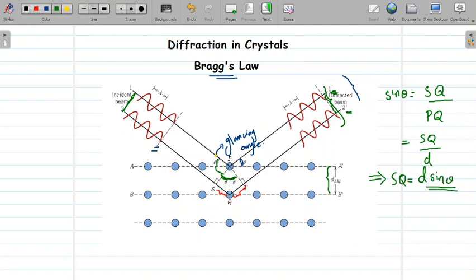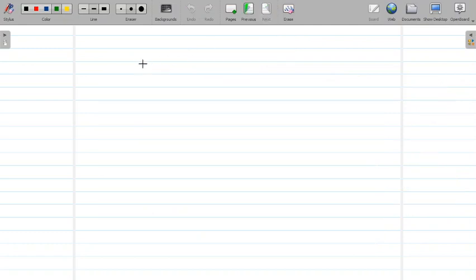So we have found the equation for the extra path. Half of the extra path traveled by the second ray is d sine theta. Now what is the other part? Due to symmetry, QT is also equal to d sine theta. So what is the extra path traveled by the second ray when compared to the first ray? It is 2 times d sine theta. 2d sine theta is the extra path traveled by the second ray. So that is the path difference between ray 1 and 2, 2d sine theta. I am calling this the path difference.